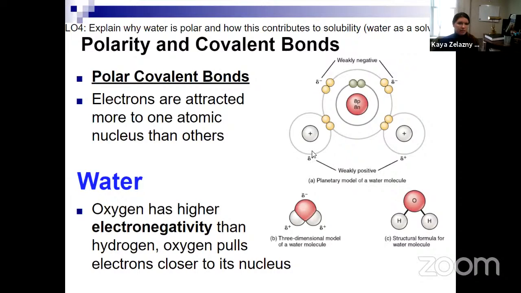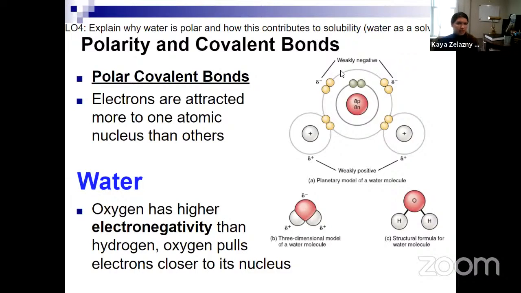We have little bitty positive charges on our hydrogens because the electrons are spending less time there, which means that positiveness of the protons kind of shows through, because they don't always have those electrons to balance them out. So this is a fundamental part of water. This is a lot of why water behaves the way it does.